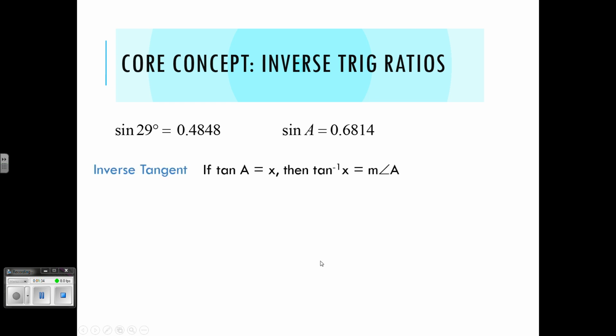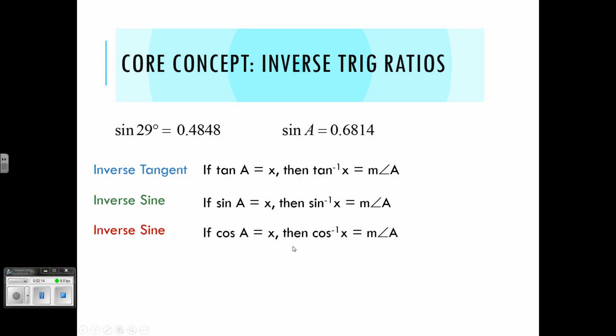So let's start with tangent. The inverse tangent. If you know the tangent of angle A is x, this would be the decimal like here, okay? Then what we could say is the tangent inverse, that's what the -1, that's an exponent, represents. So the tangent inverse of x is equal to the measure of angle A. All right, let's try it for sine. If the sine of A is equal to x, then the sine inverse of x is equal to the measure of angle A.